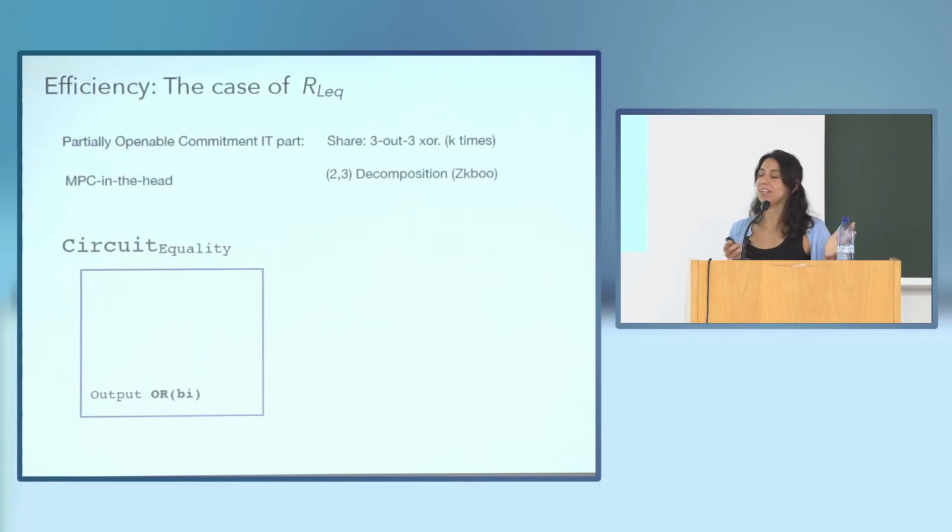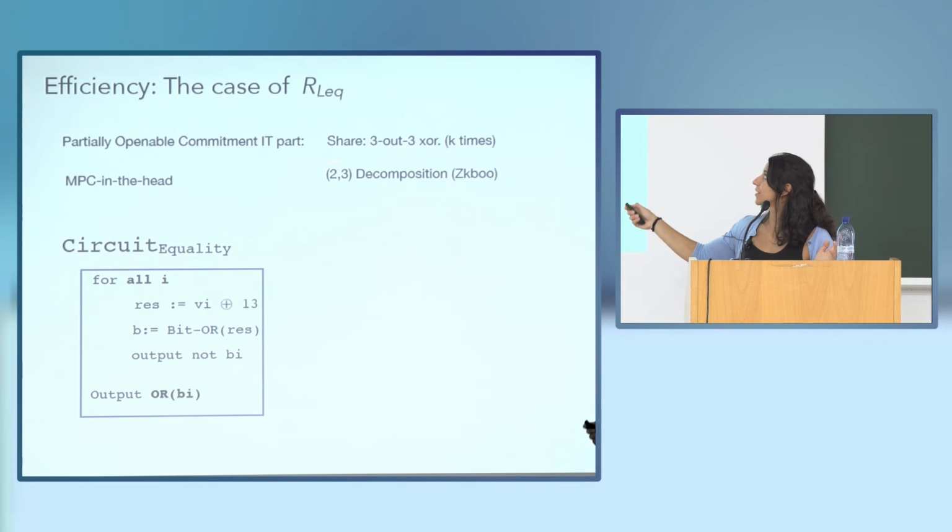Now, for the case of equality, the idea is that you use the 3 out of 3 XOR for your sharing, and you repeat k times, and then you use the MPC in the head, as in ZKBoo. That's the circuit of equality, which is all you have to implement. For all i, you do this computation, and you output the OR of the negation of all the bits.